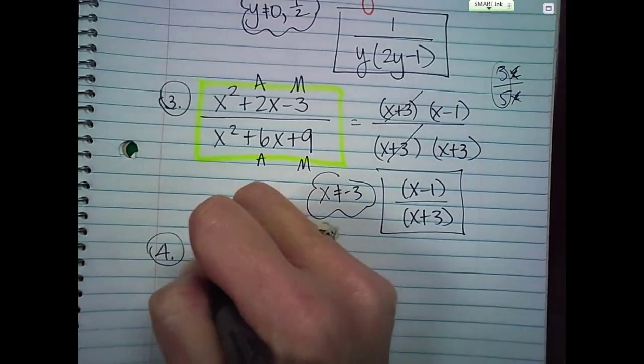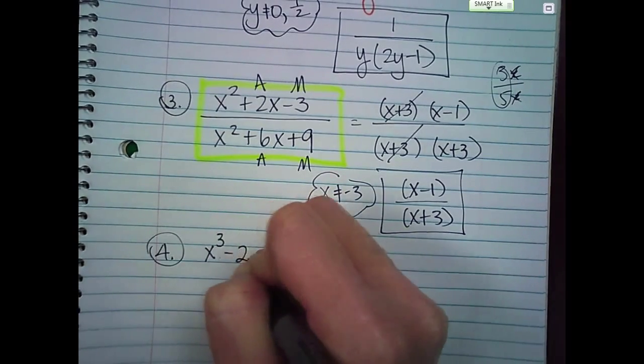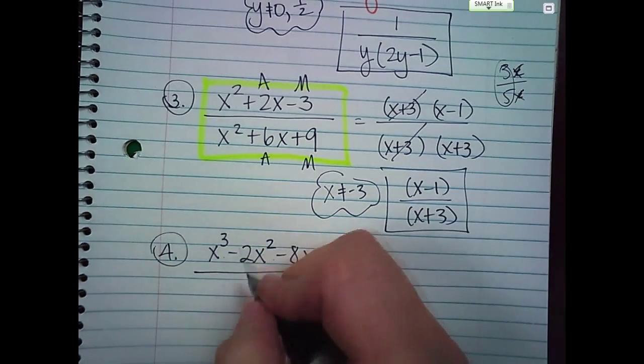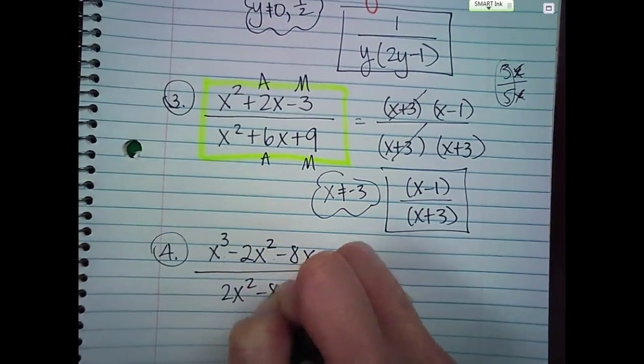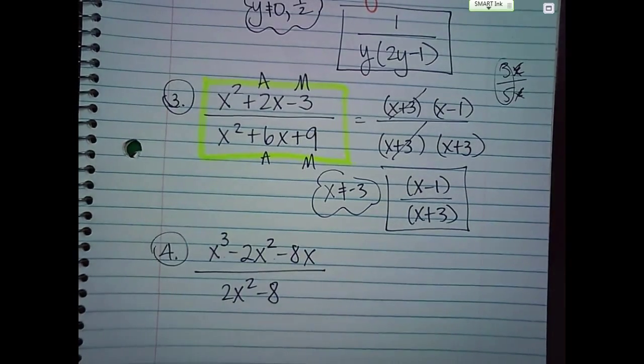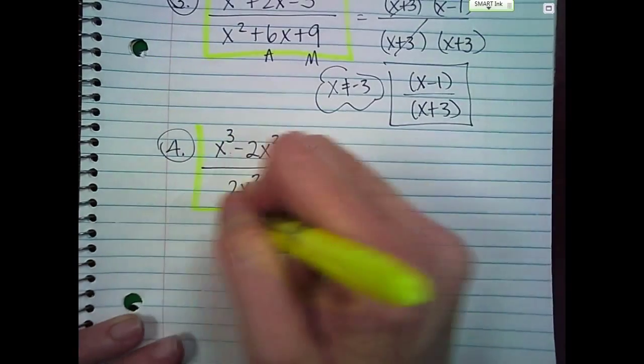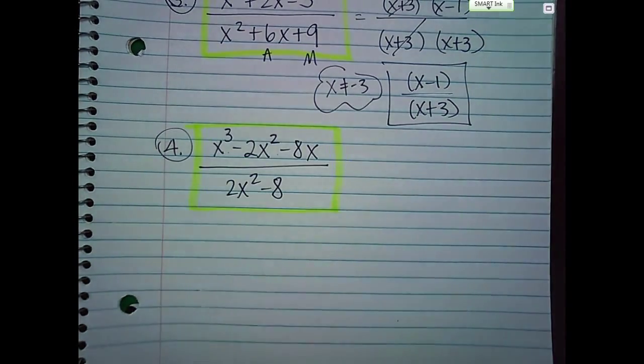Number 4: x cubed minus 2x squared minus 8x divided by 2x squared minus 8. What can I take out of the numerator? What do you see? Perfect. What can I take out? The x. Cool, so take the x out. And then what can you take out of the denominator? A 2. So do them both real quick.